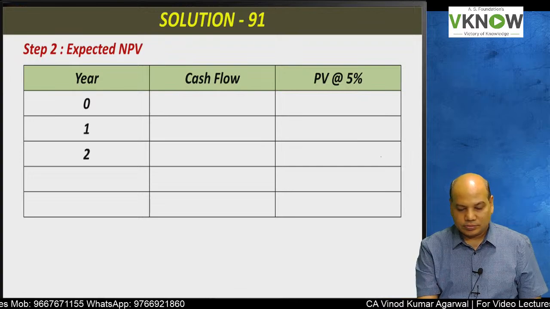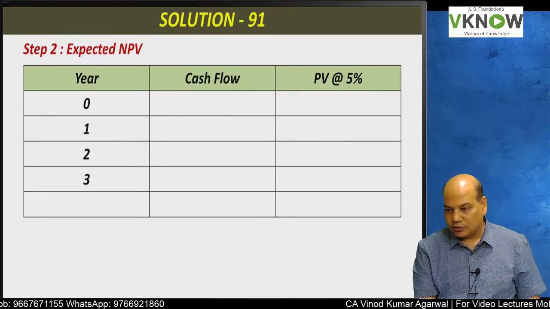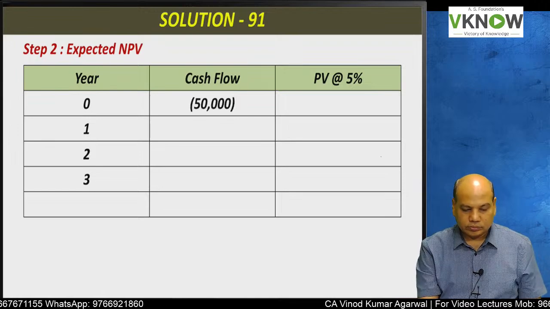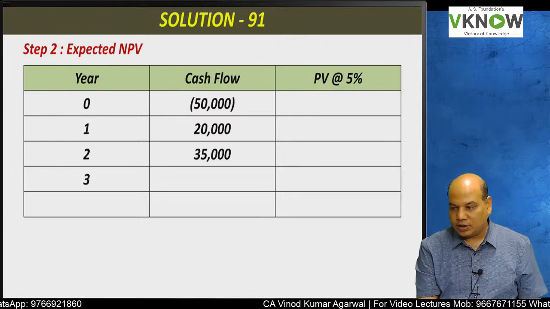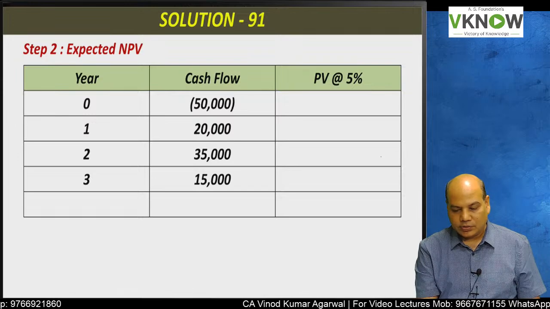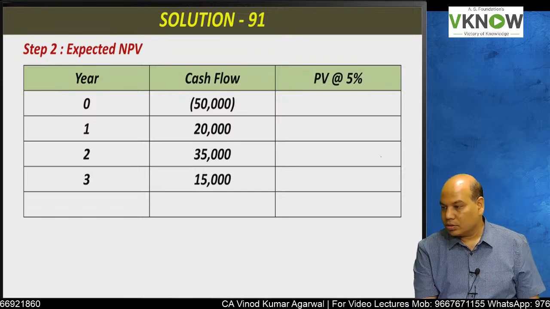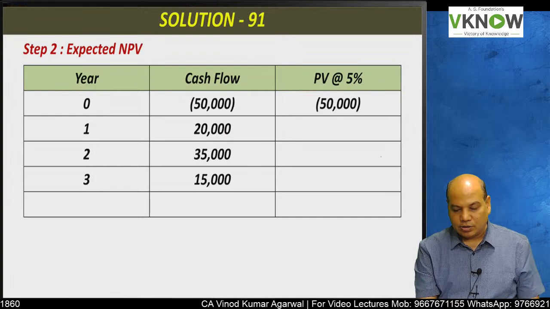Go to step 2, expected NPV. Please respond. Year 0, 1, 2, 3. Cash flows: 50,000, 20,000, 35,000, 15,000. Now compute present value. 50,000.